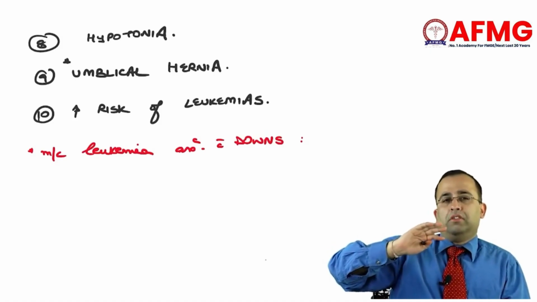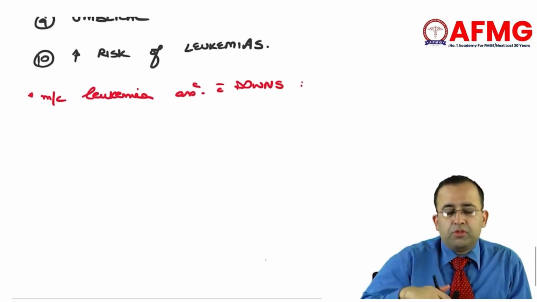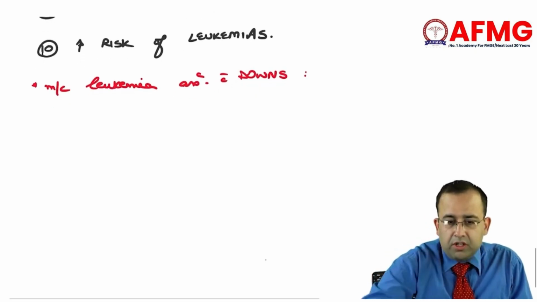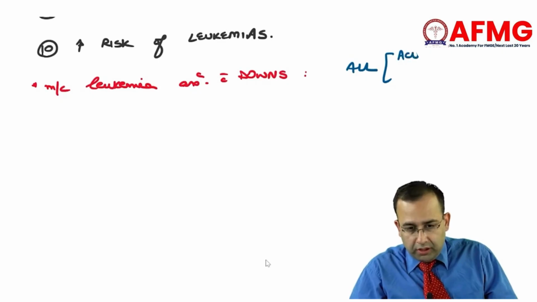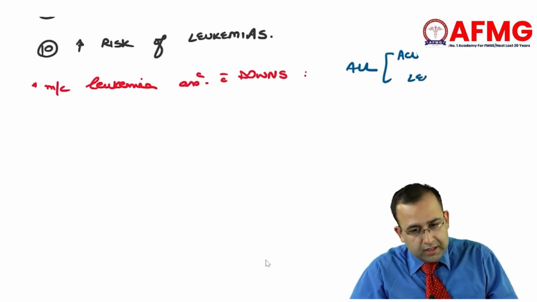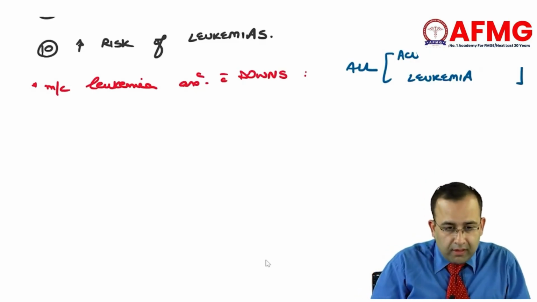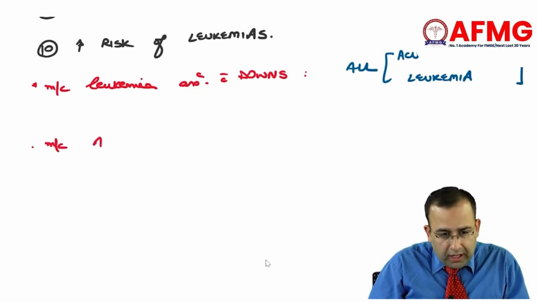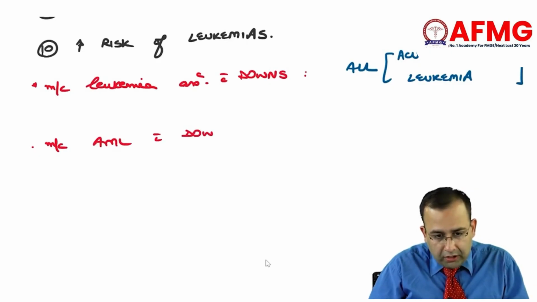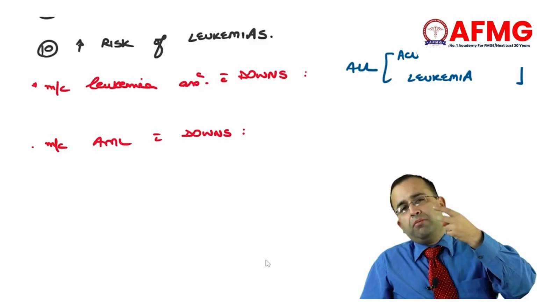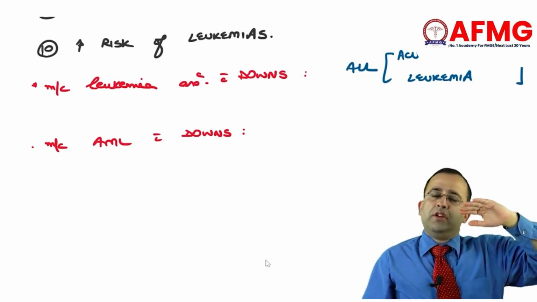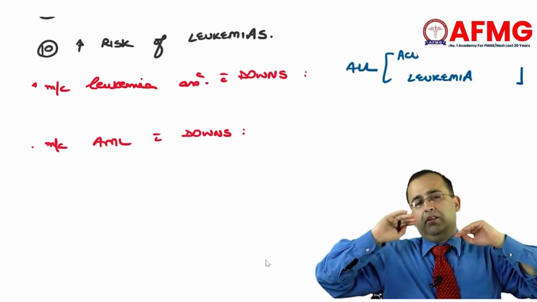Leukemia का risk बढ़ा, ठीक है मान लिया. But which is the most common leukemia? Most common leukemia associated with Downs is ALL, acute lymphoblastic leukemia. Whereas most common AML with Downs, most common acute myeloid leukemia with Downs. Leukemia दो टाइप की है ना, lymphoblastic leukemia and myeloid leukemia. Overall Downs के साथ most common leukemia with Downs is ALL.